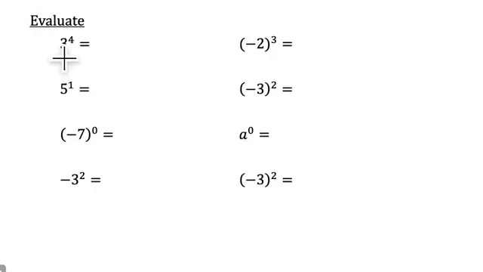Let's work out these exponential expressions. We have 3 to the 4th power, so if we write that out the long way, that'd be 3 times 3 times 3 times 3. Now, multiplication we can do in any order. So we can do 3 times 3 is 9, and 3 times 3 is 9. So 3 to the 4th power equals 9 times 9, which is 81.